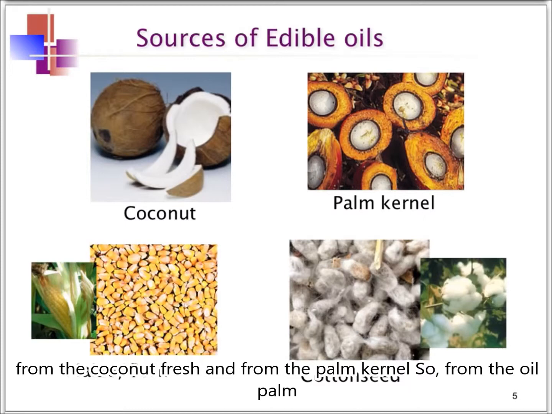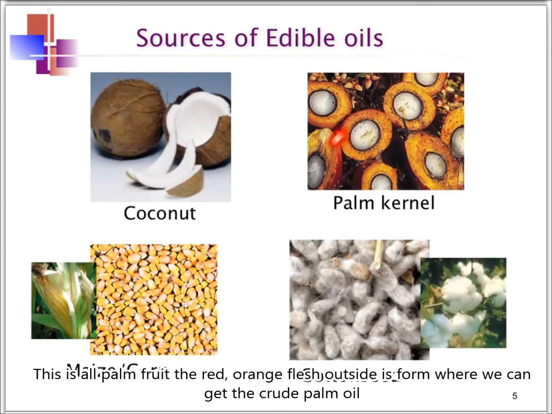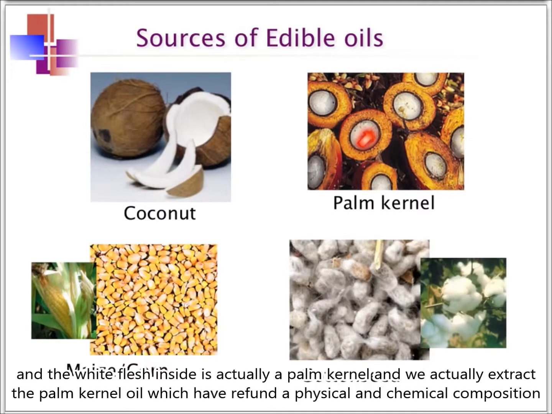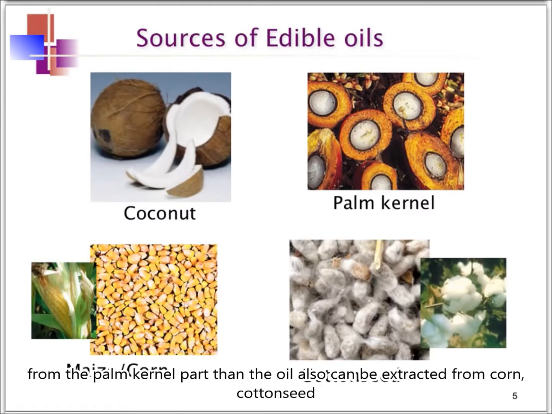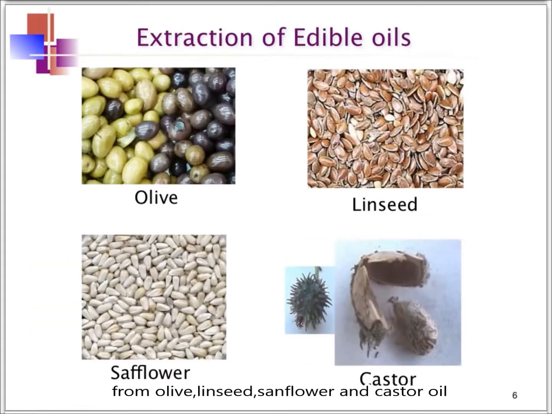So for the oil palm, this is the oil palm fruits. The red, the orange flesh outside is from where we can get the crude palm oil, and the white flesh inside is actually the palm kernel, and we can extract the palm kernel oil, which has a different physical and chemical composition from the palm kernel part. Then oil also can be extracted from corn, from cotton seed, from olive, linseed, sunflower, safflower, and from castor oil.